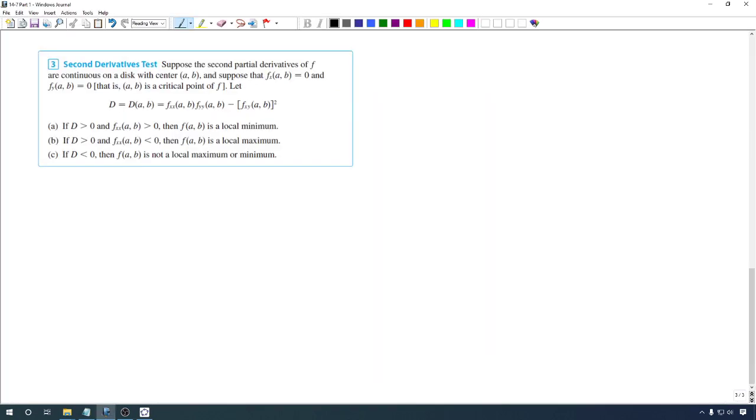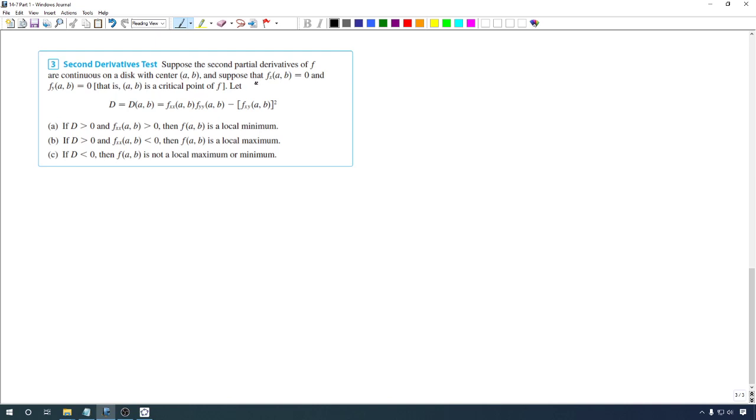In order to identify whether we have a maximum, a minimum, or a saddle point, we are going to use what we call the second derivative test. Basically, we're going to assume that we have a critical point where we have zeros for both of the partial derivatives. If a partial derivative does not exist, obviously this is going to fail because we need to be able to take the second derivative, not just the first derivative.